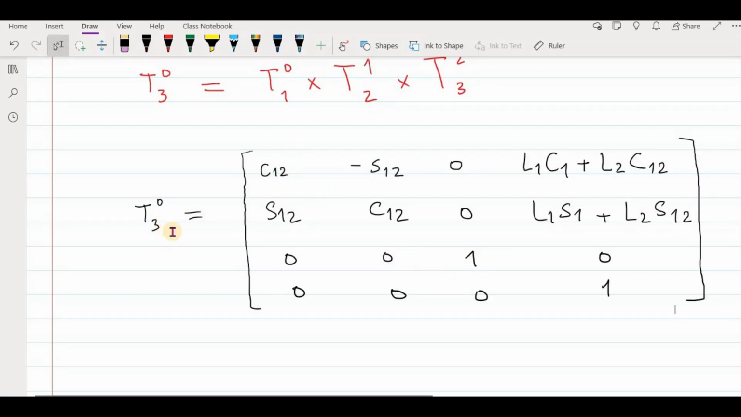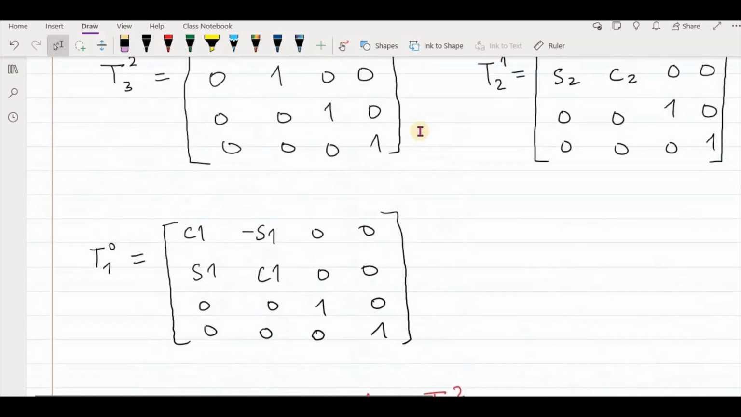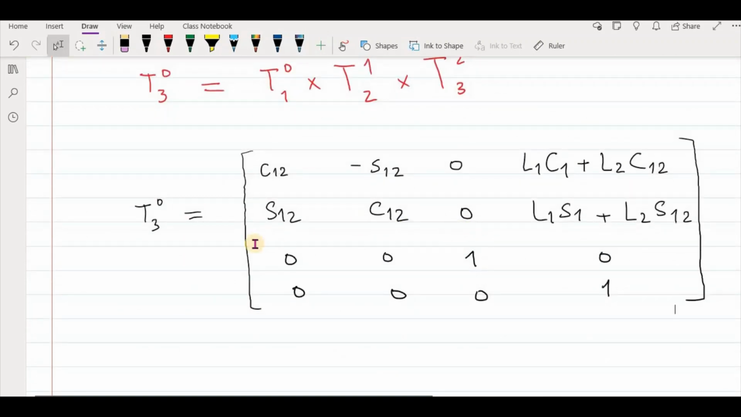Okay, so now I have written this matrix after multiplication of these three matrices, and you get this matrix here. And notice that this is your final transformation matrix from frame 3 to frame 0, according to the DH notation or DH convention. And here you see that the position of your final frame, the frame 3, is located at this position along the x-axis and y-axis. And this one is the rotation matrix here.